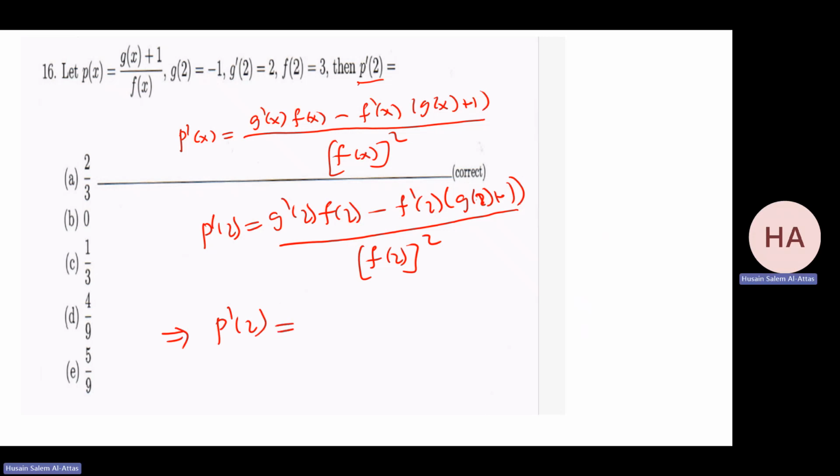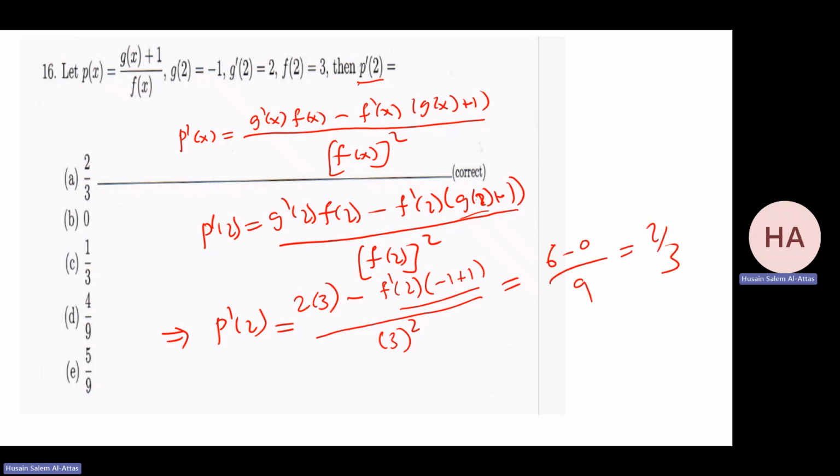So P prime at 2: G prime at 2 is 2 times 3. F prime at 2, they did not give us. Why didn't they give it? I don't care what it is, because G at 2 is minus 1, plus 1, so this is 0. Who cares? Over F of 2 squared, which is 3 squared. So you have (6 minus 0) over 9, which is 2 over 3.